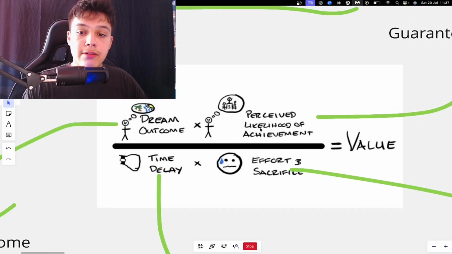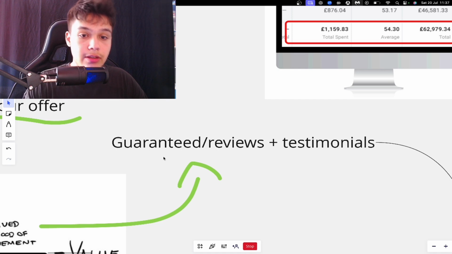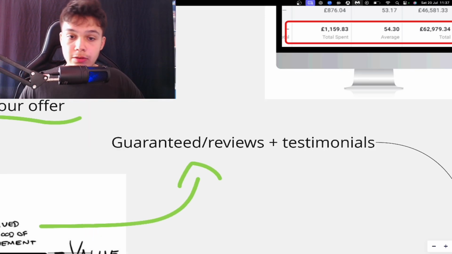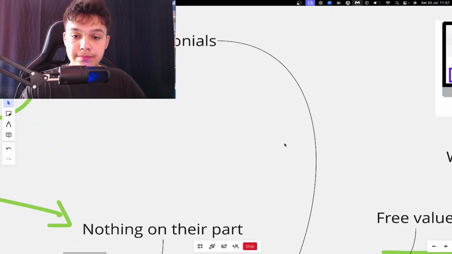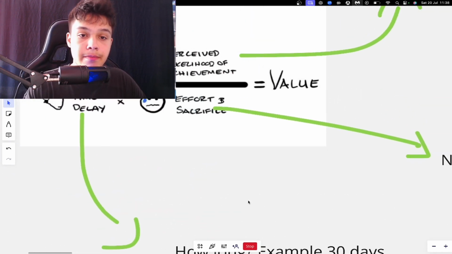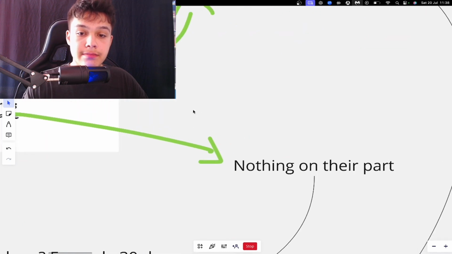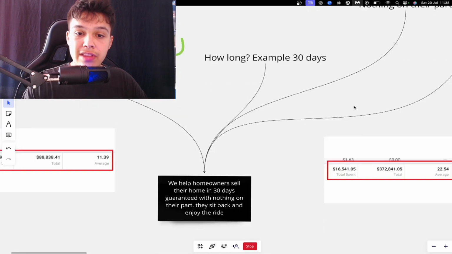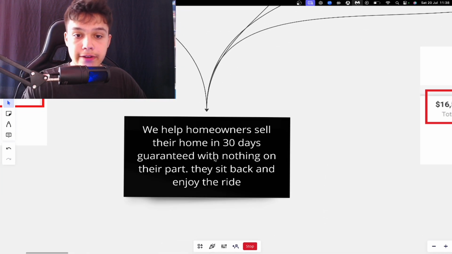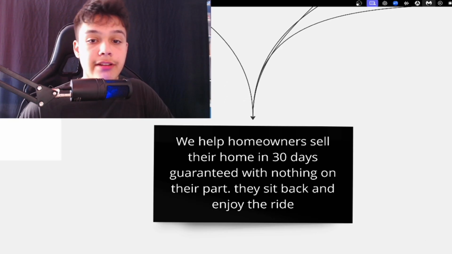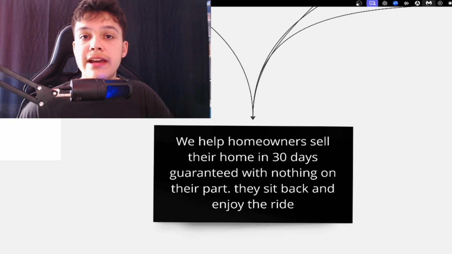Then the perceived likelihood of achievement. You can do this by guaranteeing that they will sell their house in 30 days, which is what we like to do. Or, what we'll still do is have reviews and testimonials. Then the time delay: how long it takes you to sell their house, for example, 30 days. Then the effort and sacrifice, for example, nothing on their part, they don't have to do anything. Then we combine all of these into making an offer. So for example, we help homeowners sell their home in 30 days guaranteed with nothing on their part. They just sit back and enjoy the ride.